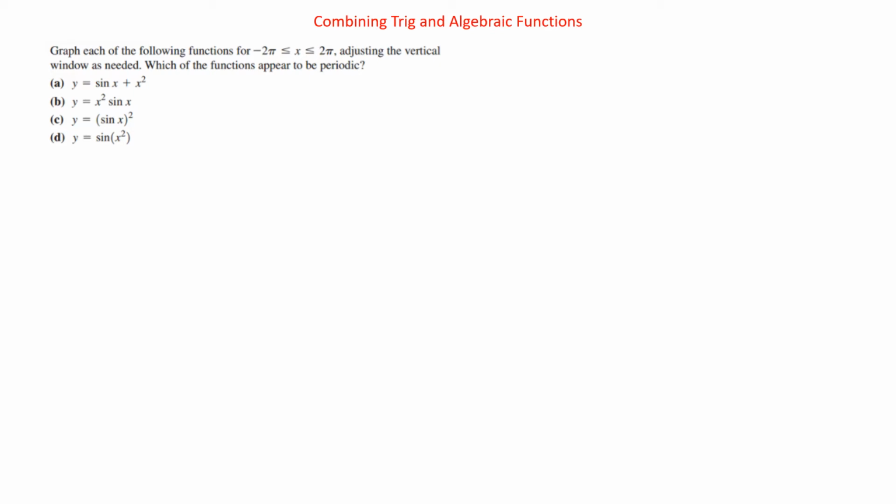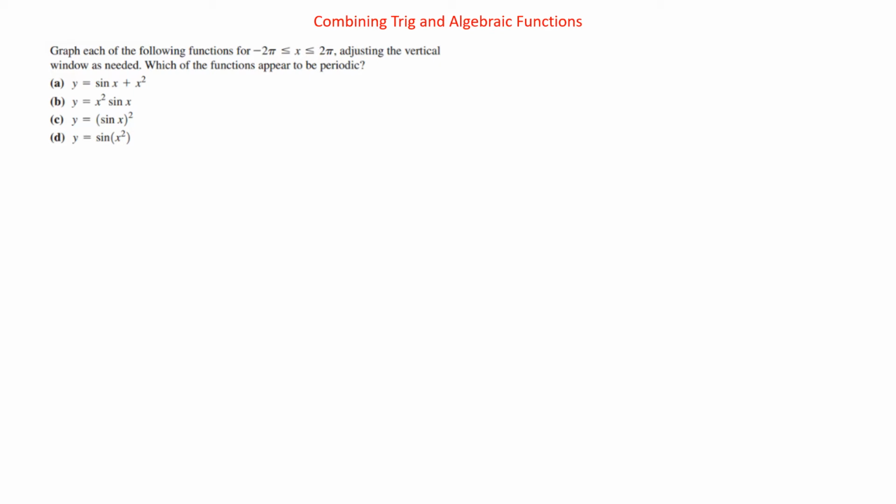These are all going to be graphed from negative 2 pi to positive 2 pi. So that's like 2 rotations of the circle, so it should be 2 periods of sine. And then the vertical window is adjusted as needed so that we can see what it is we're looking at. And then the question here is, which of them appears to be periodic?